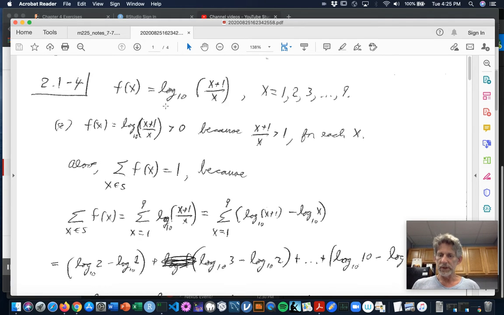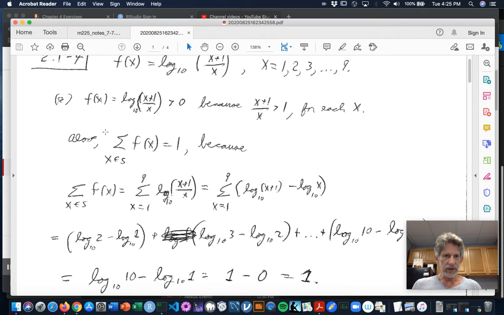So two things need to happen. On each of the possible values, the probability needs to be positive. Secondly, the sum of the values of the alleged PMF has to equal 1. So first of all, let's check and see if f of x is always positive. Well, it's log base 10 of (x plus 1)/x. But (x plus 1)/x is going to be more than 1 whenever x is a positive number like that. So a little bit more than 1. And the log base 10 of any number more than 1 is more than 0. Okay?